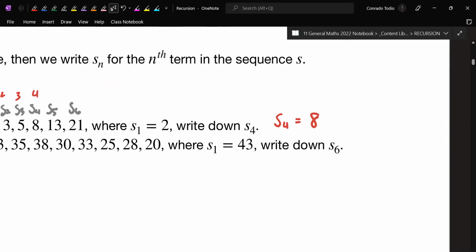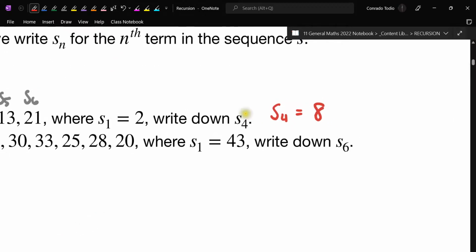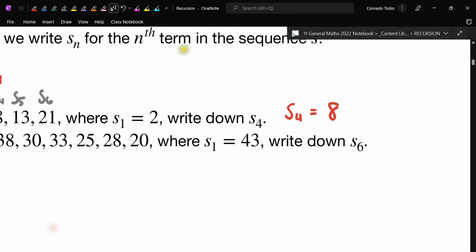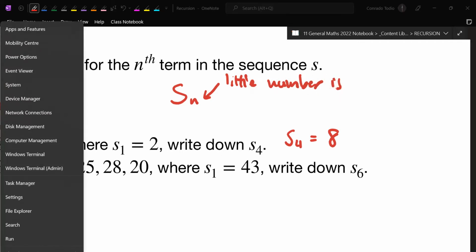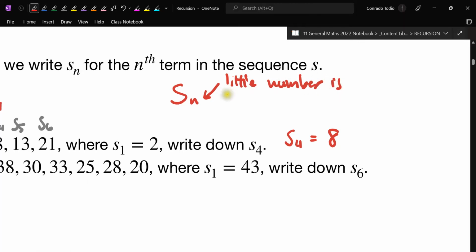I think in the textbook, sometimes you'll see this little number here, they refer to it as a subscript. Okay, so I'll put that in there somewhere. So I'll put that here. This little number is called a subscript. Okay, they refer to it as a subscript.